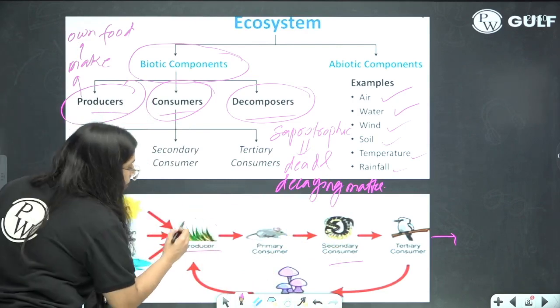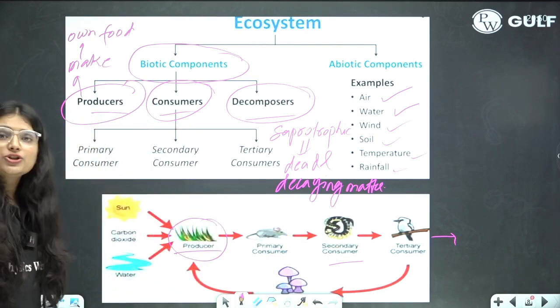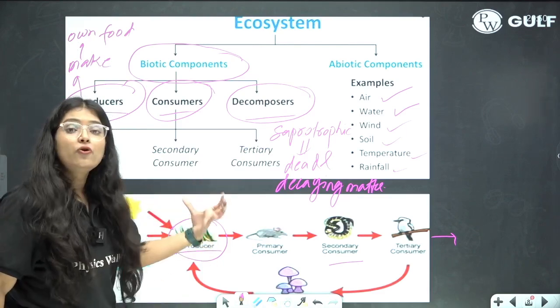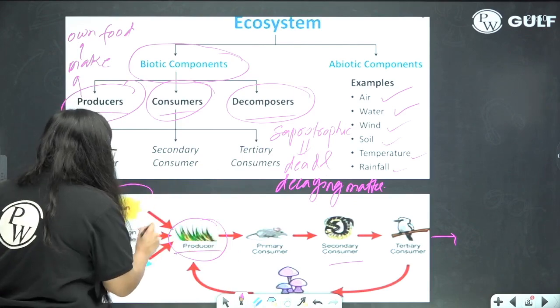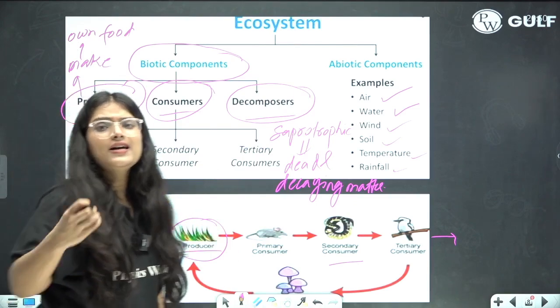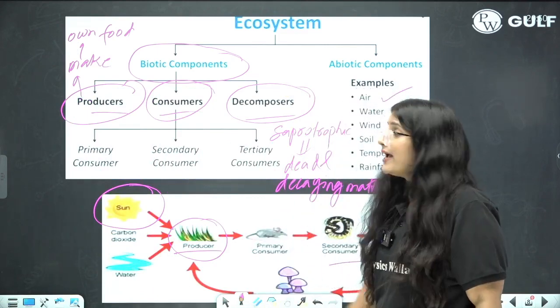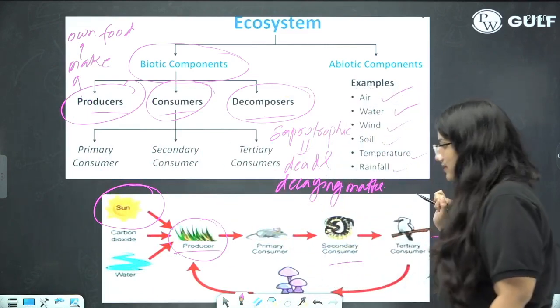But then how do producers get their energy? Of course they make their food by utilizing sunlight, or they can also utilize chemicals, as in photosynthesis and chemosynthesis. Okay, so that's how these nutrients travel.